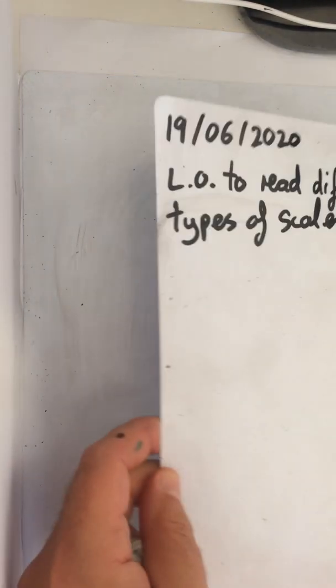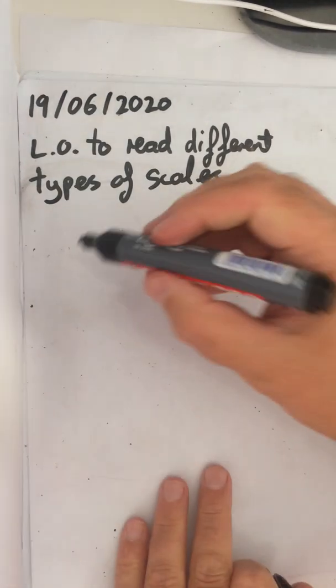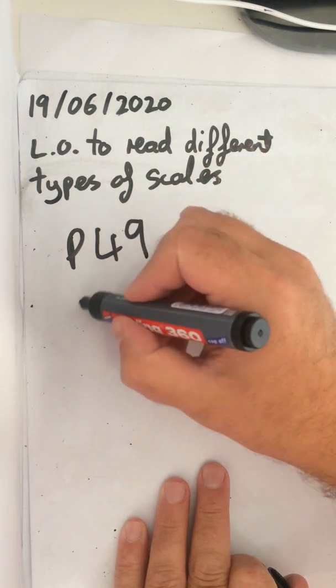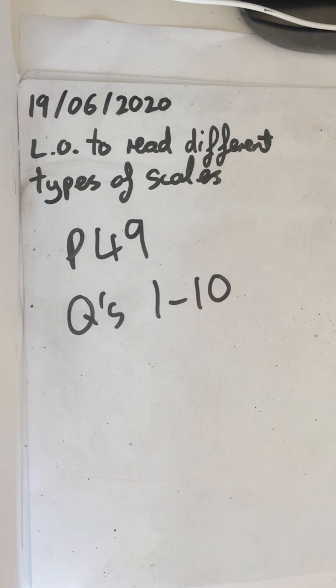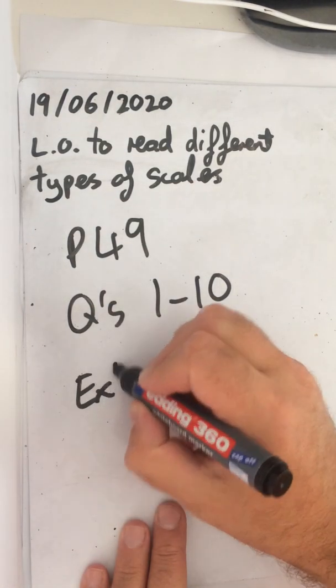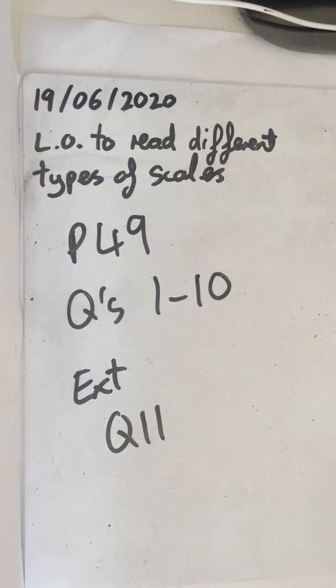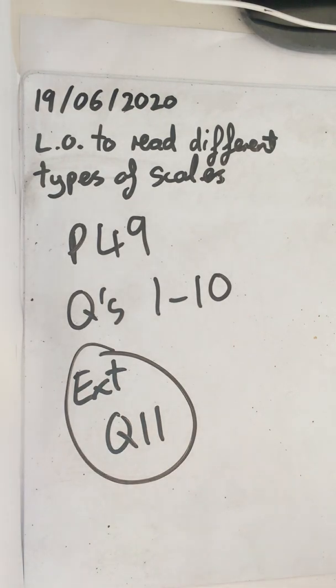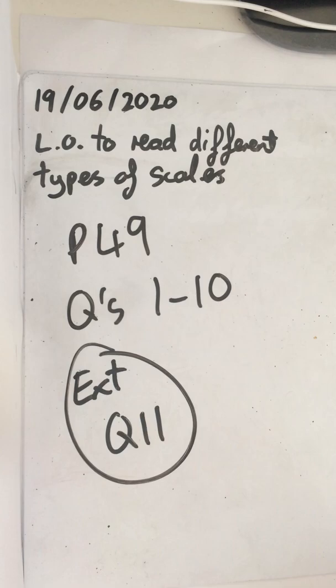Now the questions I'd like us to do: could we work on page 49 today? Page 49, could we do questions 1 to 10, please? Questions 1 to 10, and then the extension, if you've got time, is question 11. It's a nice extension actually. I think you can look at different noise levels in different classes if you want to with that one. For example, if you're in cookery class, it'll be a lot noisier.